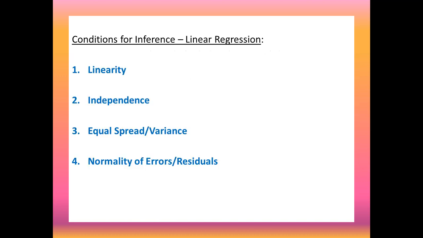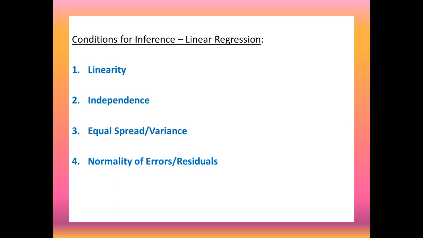There are 4 conditions for inference for linear regression, written in decreasing order of importance. So the most important is linearity, that you have a scatter plot that looks linear to begin with, then independence, then equal spread / equal variance, and then the normality of errors or residuals. The 2 that we're really going to focus on are number 1 and number 3, but I have things in here for all 4.